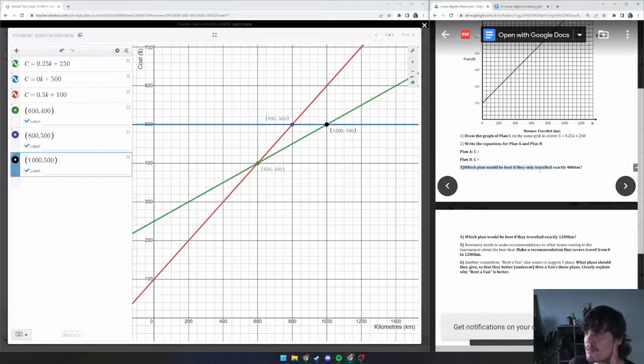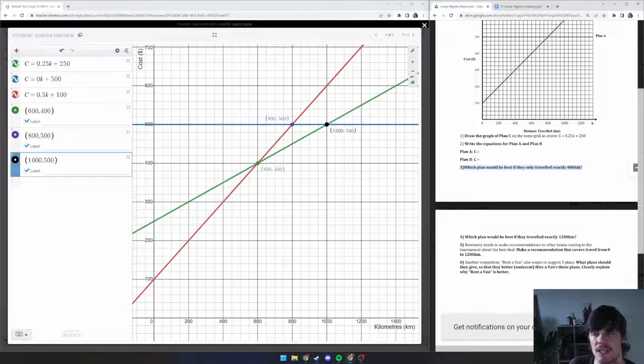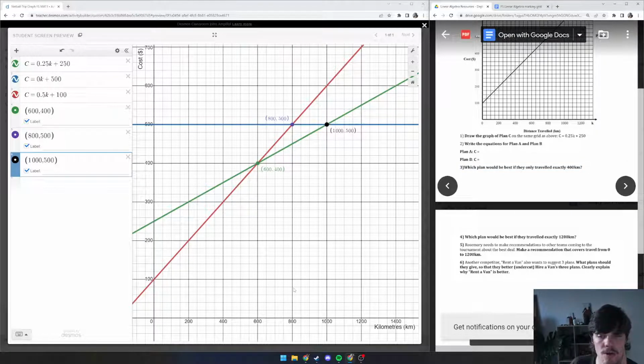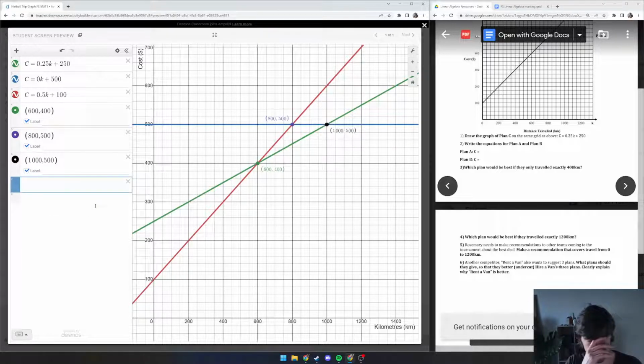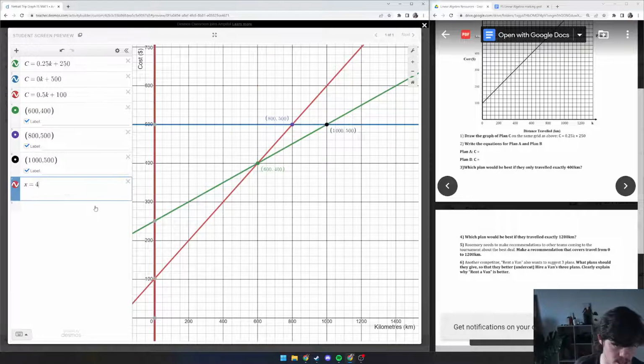Which plan would be best if they only traveled exactly 400 kilometers? So 400 kilometers, if I go to Desmos, I can see down here the kilometers is on my x-axis, but we're calling it k today. And you can see here we have 400. So what I need to do to make that work is, I'm going to try this, but it's not going to work. I'm going to write k equals 400. No, I know it doesn't work. What I'm going to do is write x equals 400. It's the only thing I can think of.